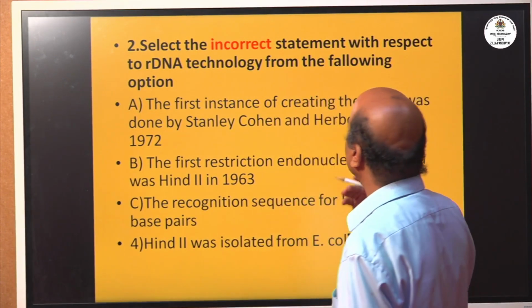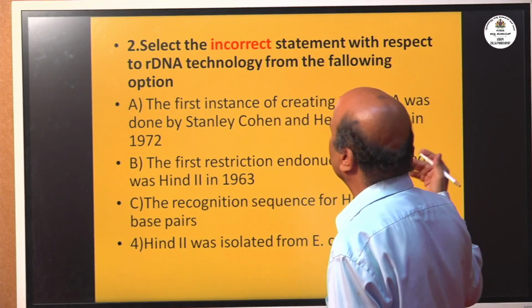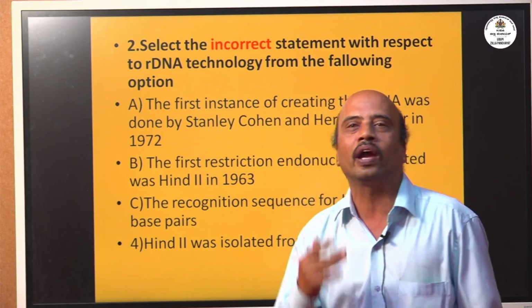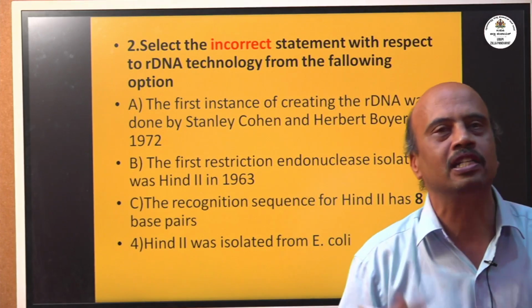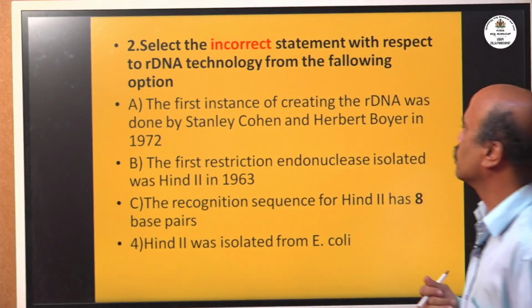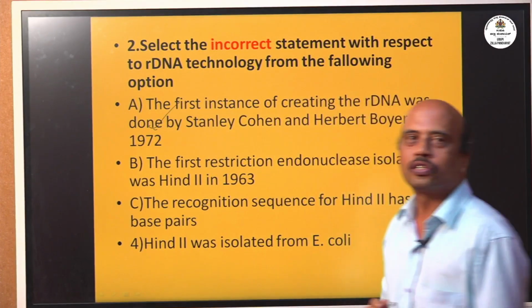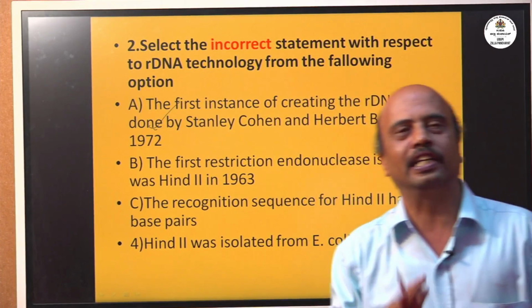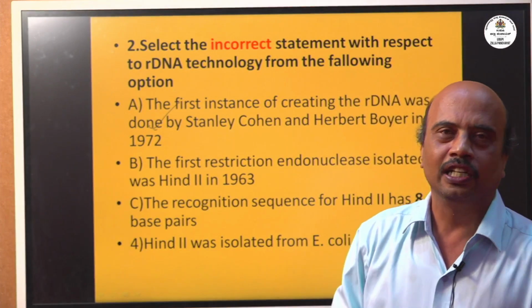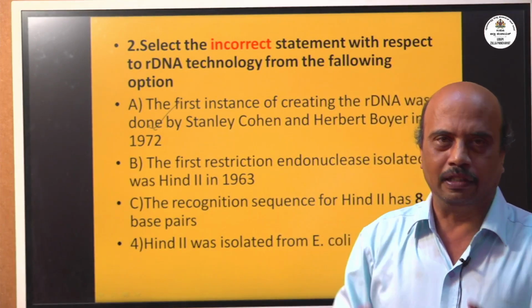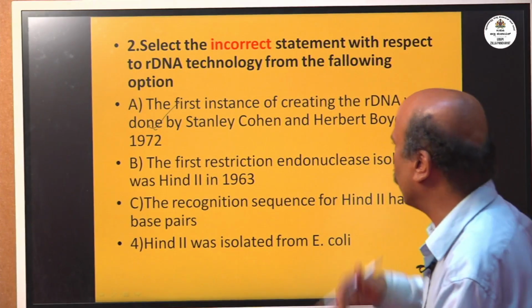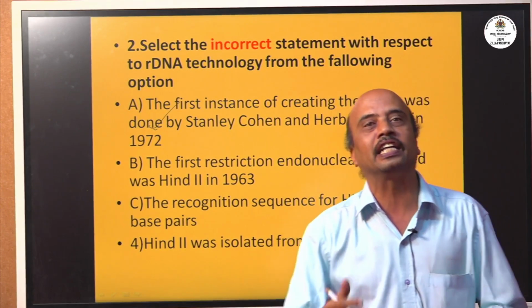The first instance of creating the rDNA was done by Stanley Cohen and Herbert Boyer in 1972. So that is exactly right. There is no mistake in the sentence. rDNA was first created by Stanley Cohen and Herbert Boyer in 1972.